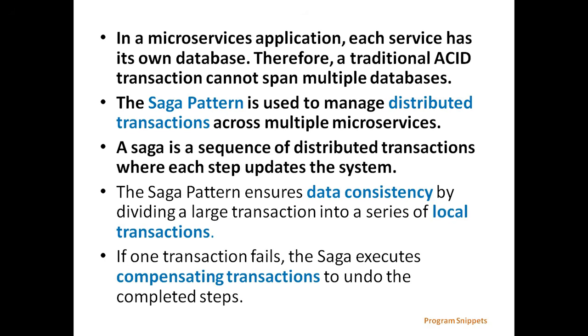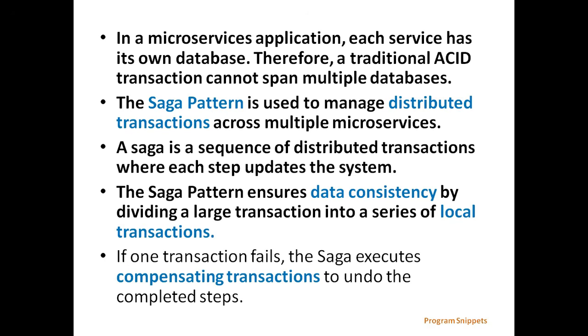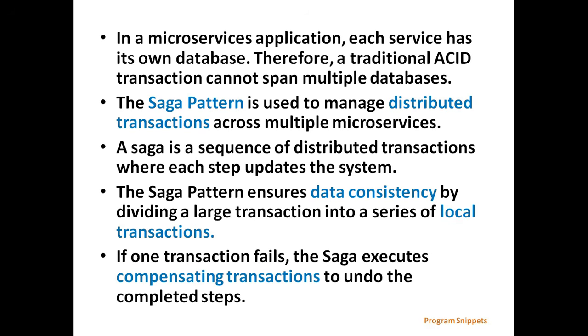It is a sequence of distributed transactions where each step updates the system. The SAGA pattern ensures data consistency by dividing a large transaction into a series of local transactions. And if one transaction fails, the SAGA executes compensating transactions to undo the completed steps.